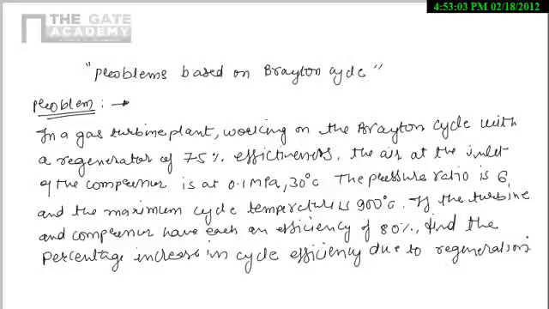So in that problem we have to consider two cases, with a regenerator and without a regenerator, and then we have to see the difference in the cycle efficiency. So now let's solve this problem. Remember one thing, we have already discussed the meaning of regeneration and reheating, so we can also apply them in the case of the Brayton cycle.